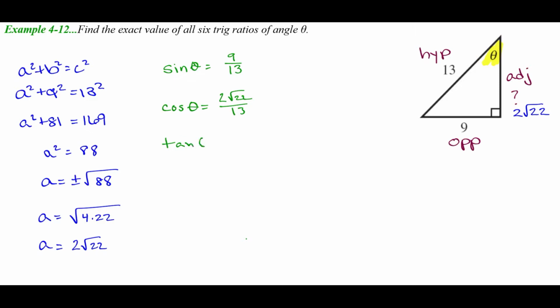Tangent of theta, remember tangent is opposite over adjacent, so in this case we're going to have 9 over adjacent, which is 2 radical 22.